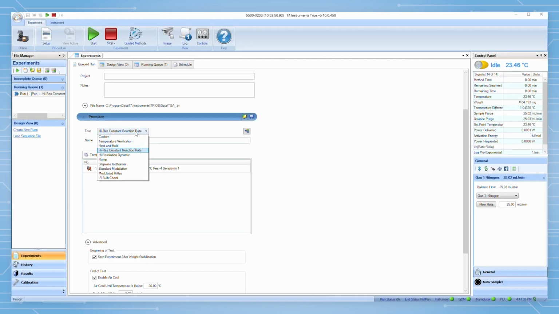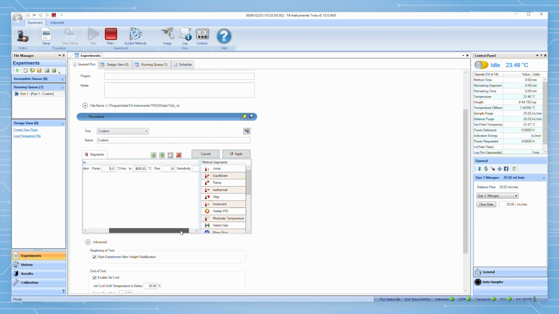A Hi-Res ramp can also be programmed from the custom method segments. For any Hi-Res method, you just need to input the maximum heating rate of the experiment, the final temperature of the ramp, and a resolution number and sensitivity value.